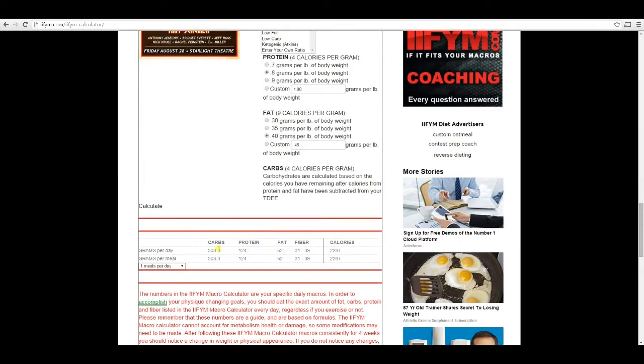So for this individual, he will be consuming roughly 308 to 310 grams of carbohydrates, 124 grams of protein and 62 grams of fat, as well as 31 to 39 grams of fiber. But these three numbers especially are your nutrient dense numbers. So now that you have your carbohydrates, proteins, and fats, make sure that you hit those on a daily basis, and those add up to the calories that you were given earlier on.